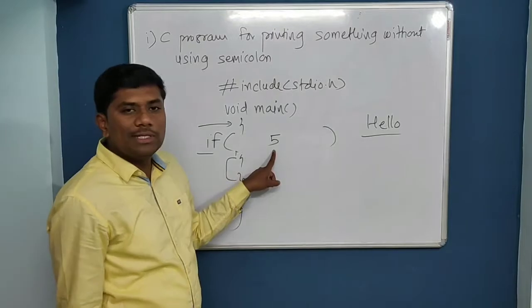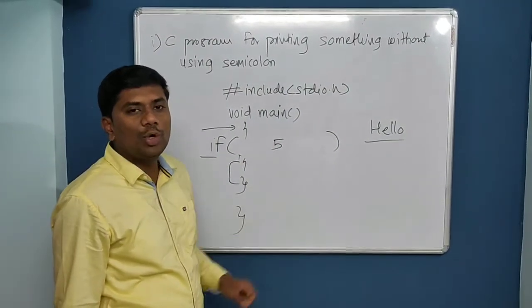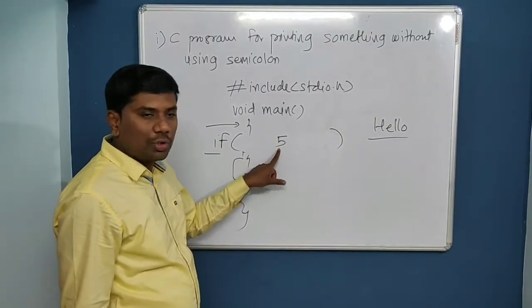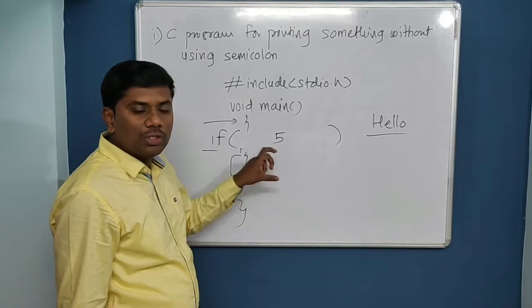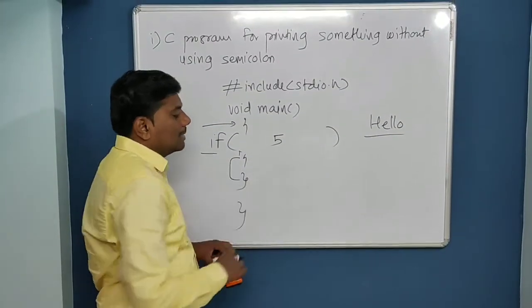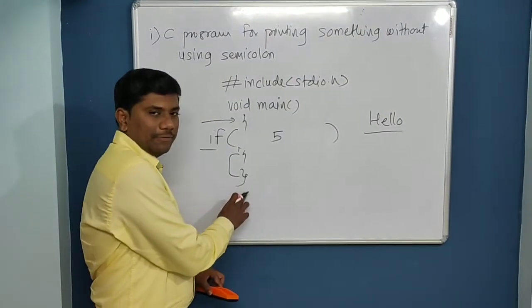Getting? As 5 is a non-zero value, and in C a non-zero value is always treated as true, the condition is true. So the compiler will enter the body of the if, and nothing is there in this body, so the compiler will simply come out of this if.